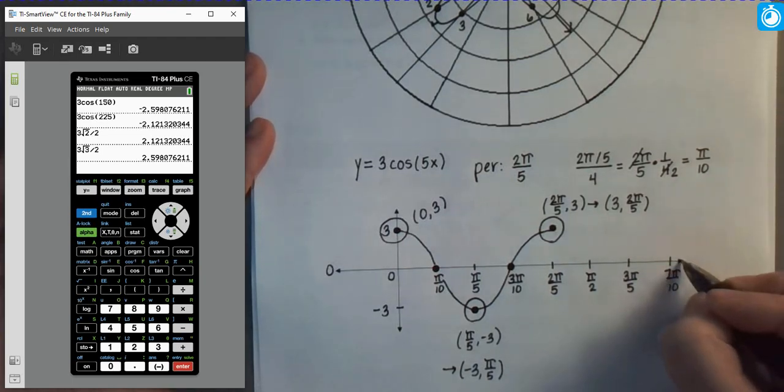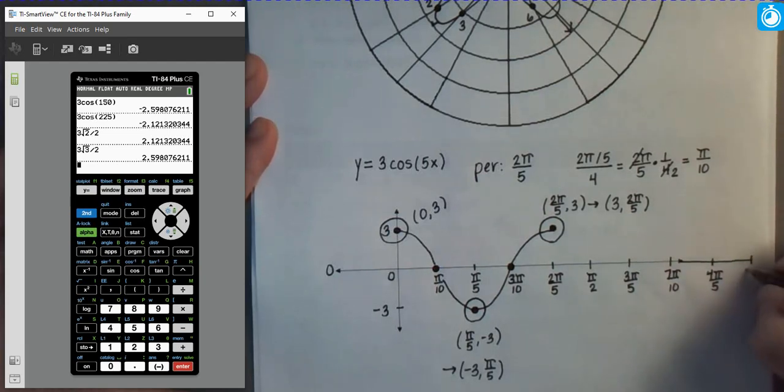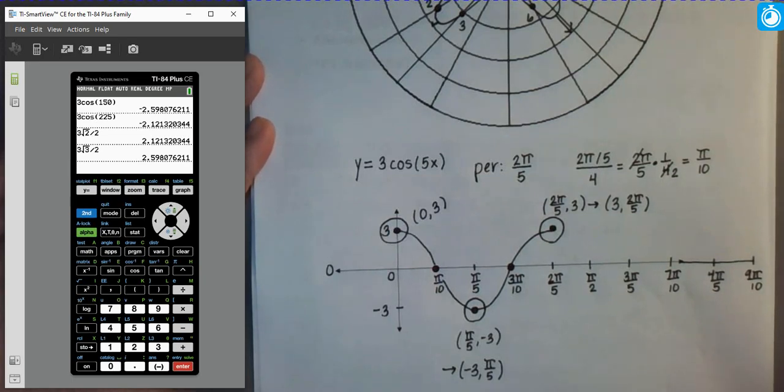Okay, if we need to keep going, we'll keep going just in case. 8 pi over 10, which reduces to 4 pi over 5. And you can probably start to see the pattern. 8 pi over 10, 9 pi over 10, and I'm about to fall off the page, so let's see if that's going to be enough.